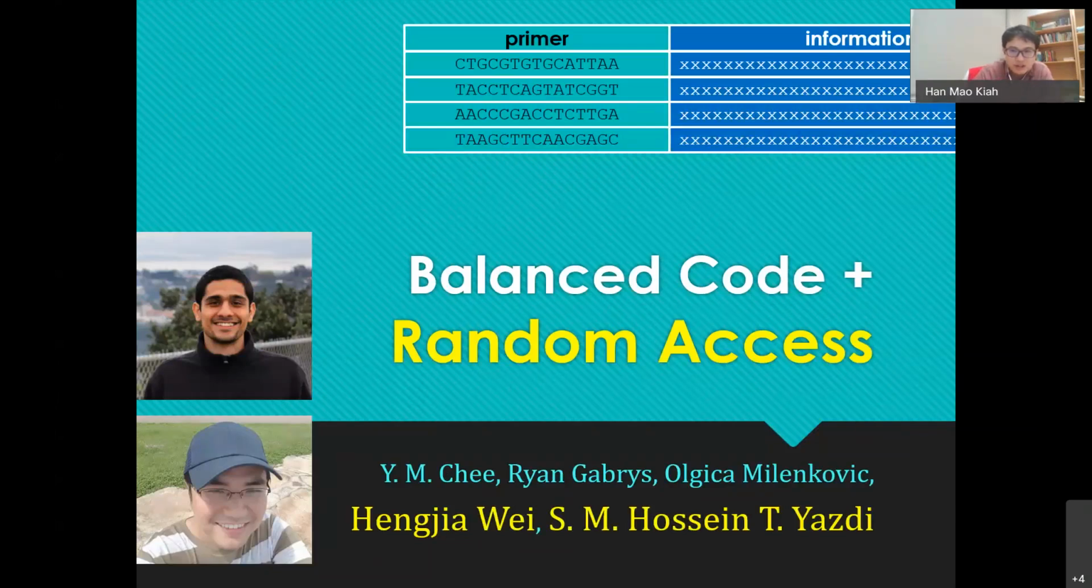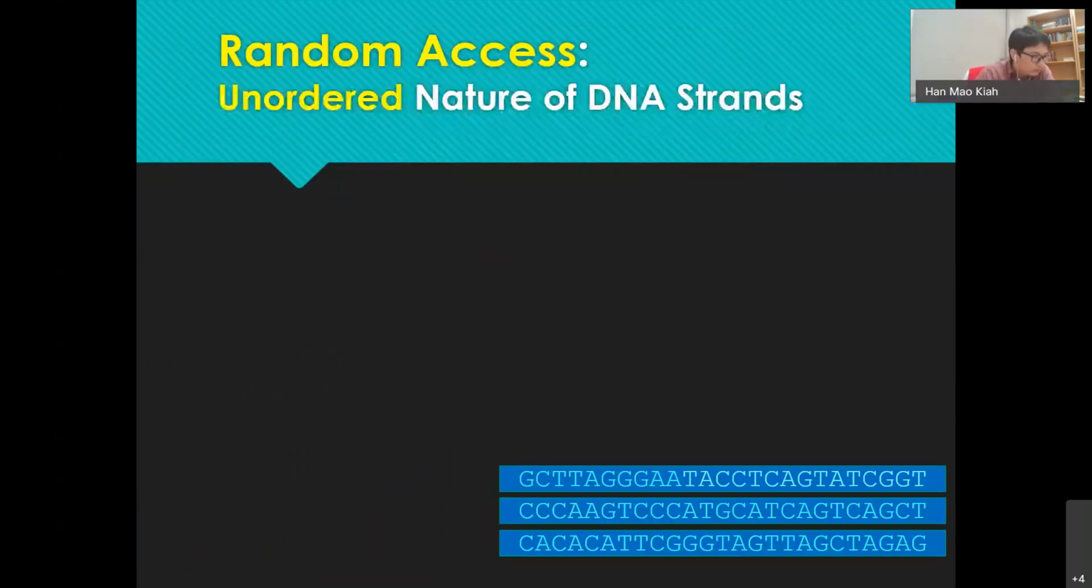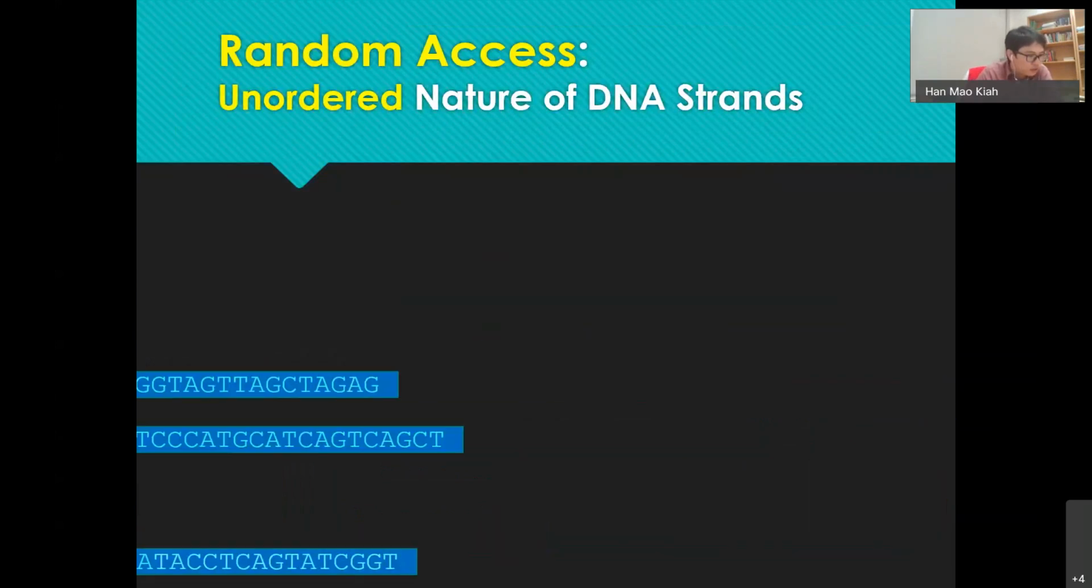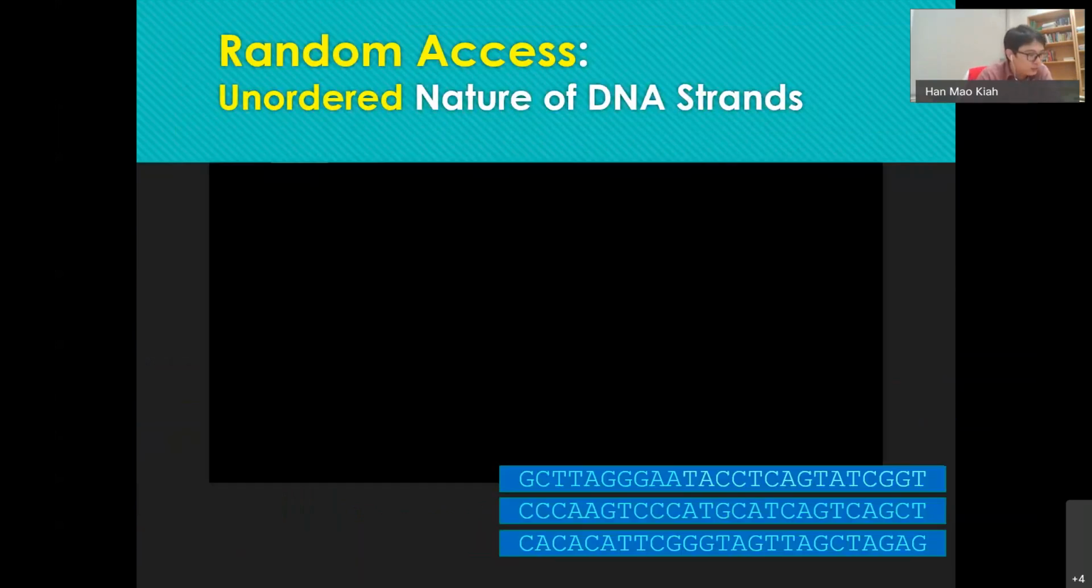So why random access? Well, this is due to the unordered nature of DNA strands. Unlike traditional media, where we store information on DNA strands, the strands do not keep to their place. They are like fishes swimming in a bowl, and it's not clear how we can fish out a specific information block that we want to read.